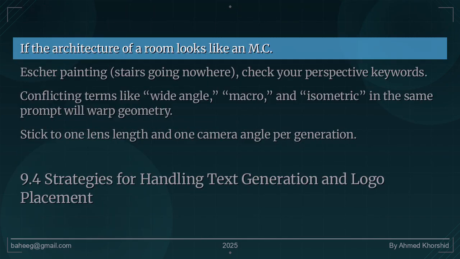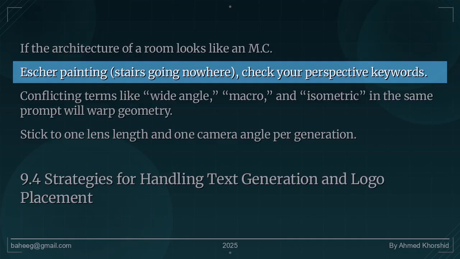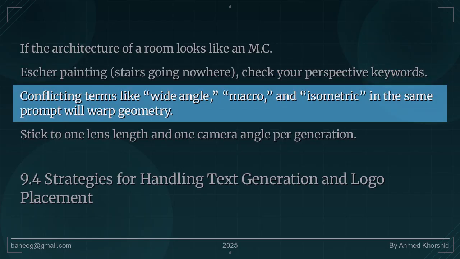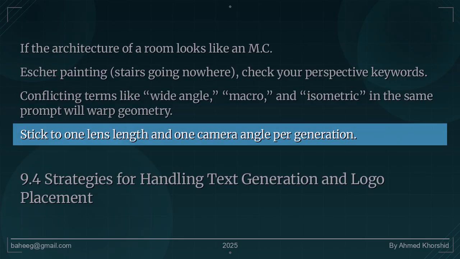If the architecture of a room looks like an M.C. Escher painting, stairs going nowhere, check your perspective keywords. Conflicting terms like wide angle, macro, and isometric in the same prompt will warp geometry. Stick to 1 lens length and 1 camera angle per generation.